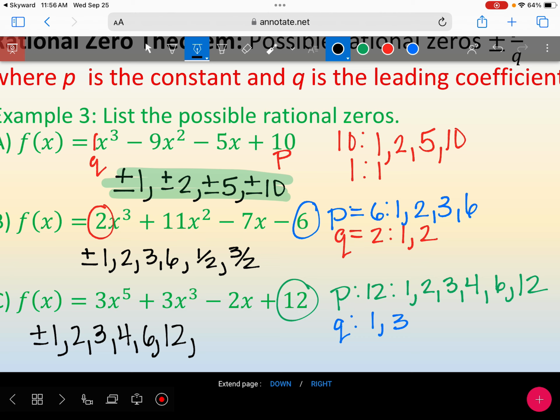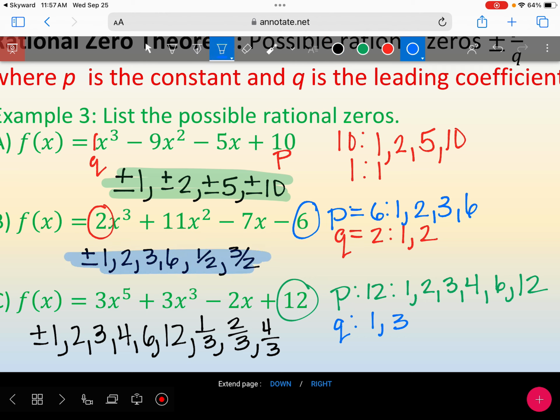Now I'm going to take those numbers and divide them by 3. So 1 over 3, 2 over 3. 3 divided by 3 would be 1. We don't need to list that. 4 over 3. 6 divided by 3 is 2. We already got that. And 12 divided by 3 would be 4, we already got that. So this is my list.